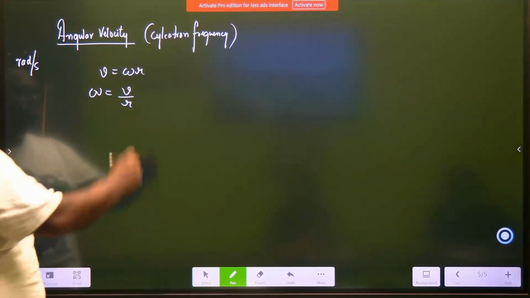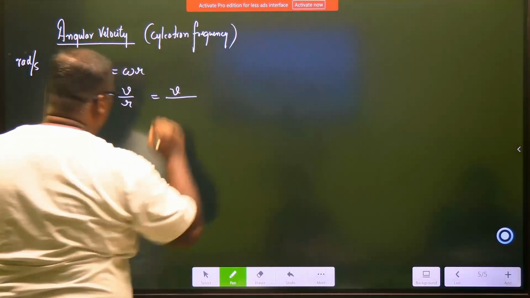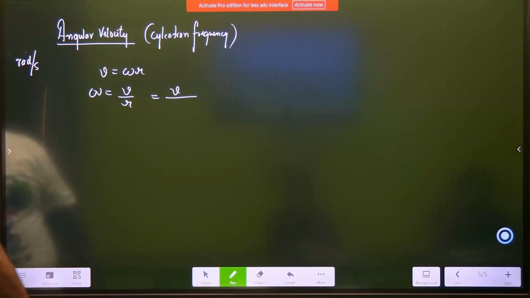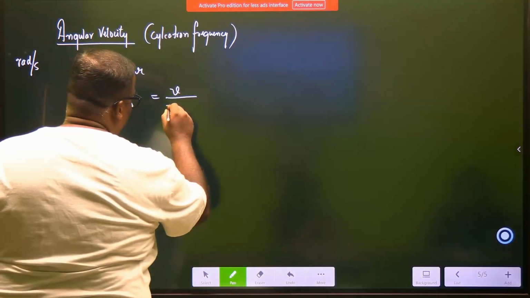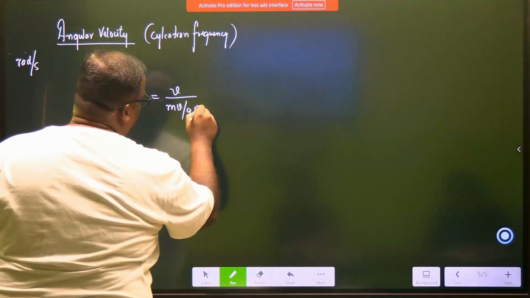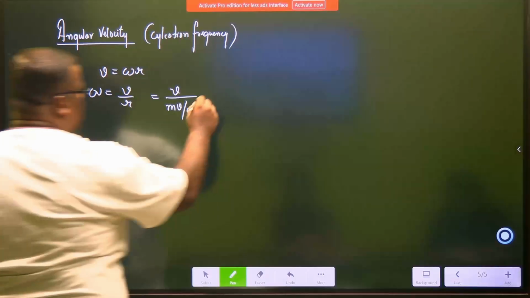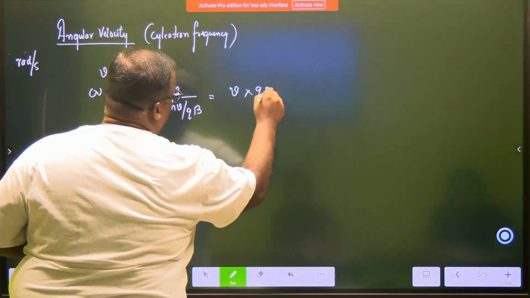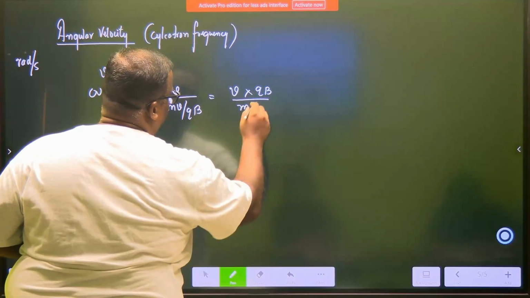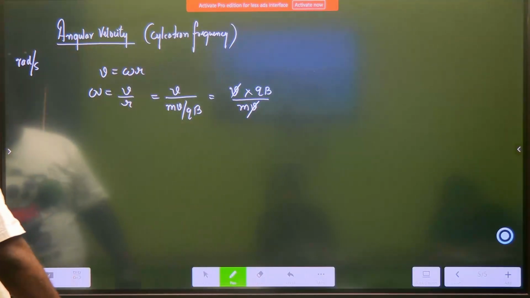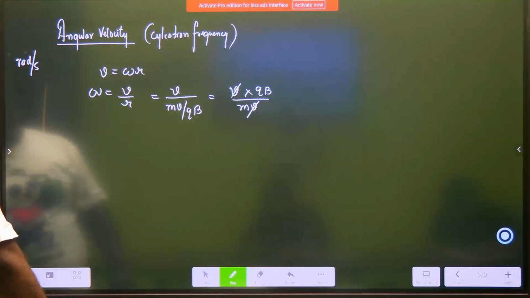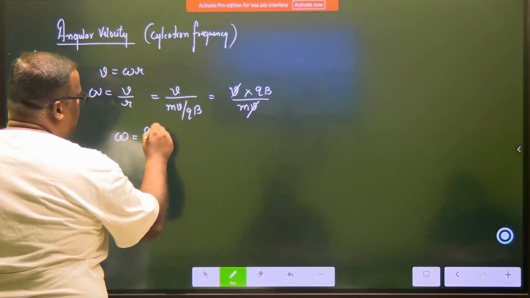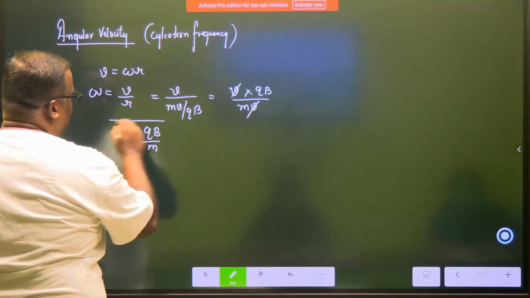Okay, so let's do it. V you know is V. What is the value of r that you found out just now? It is mV by qB. Yes or no? So let's arrange this. V divided by mV, so this is into qB by mV. V and V cancel. And then you get the value of cyclotron frequency, which is qB over m, or the angular velocity.